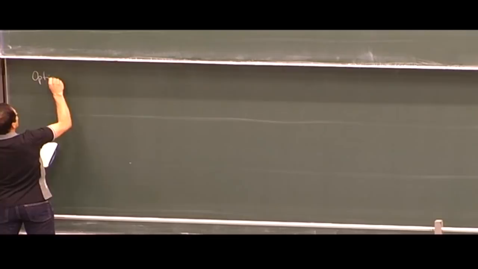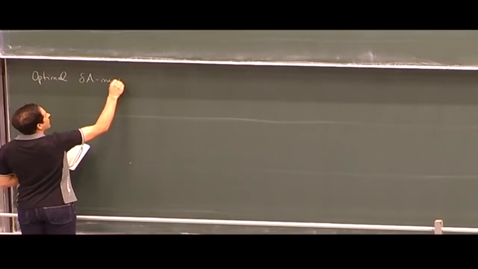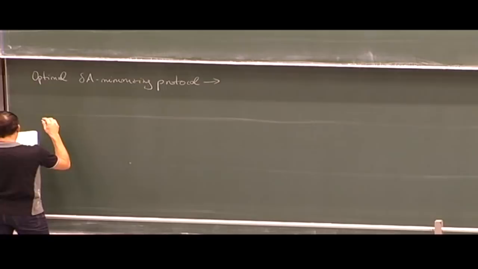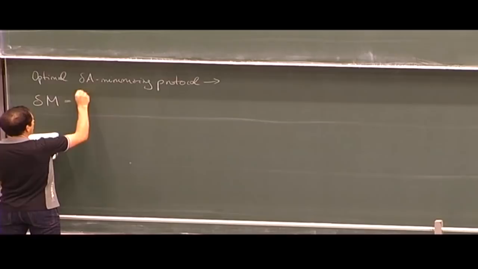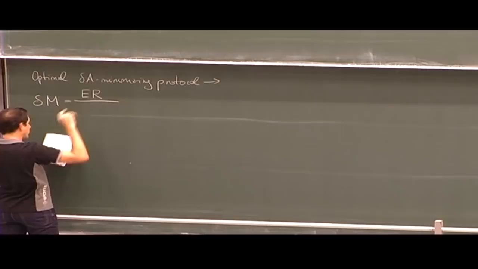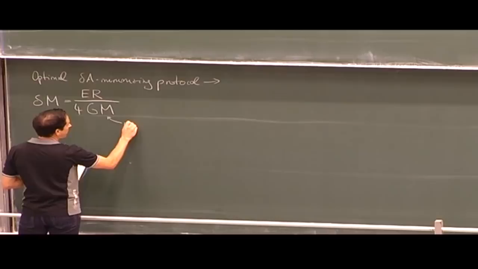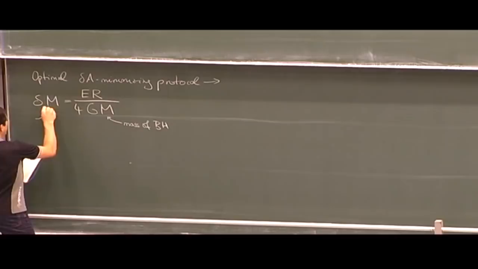Okay, so using this optimal delta A minimizing protocol that I just outlined gives you the following result. The mass of the black hole increases by this amount. So this is a little bit of algebra that you can find in this paper. You need the metric and all that for it, but it's not hard at all. So here, just to fix notation, this is the mass of the black hole before we throw anything into it, and this is the mass increase as a result of me adding this matter system, and this is Newton's constant, energy of the system, radius of the system.